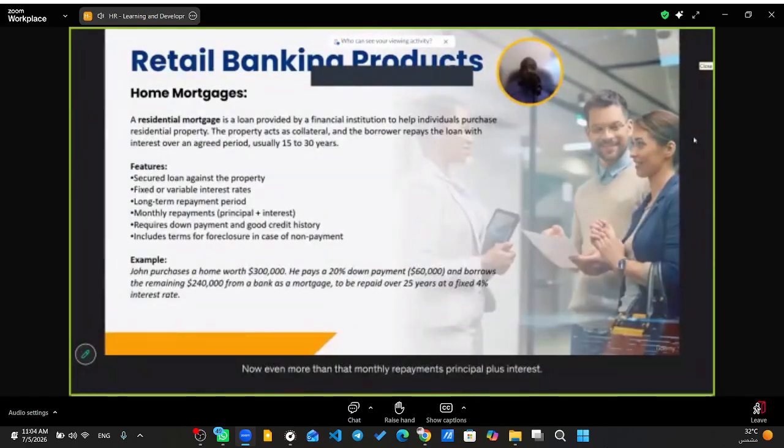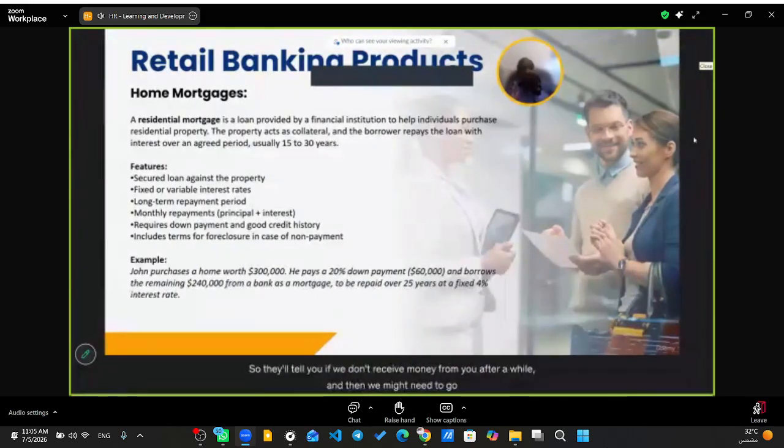Monthly repayments, principal plus interest. There is principal only sometimes. There's principal plus interest. There's interest only sometimes, or used to be, and then there's principal plus interest. The idea is for you to be able to pay off the whole amount you owe plus the interest over the period agreed. Requires down payments and good credit history, as discussed before. You require some kind of deposit, some kind of down payment, and includes terms for foreclosure in case of non-payment.